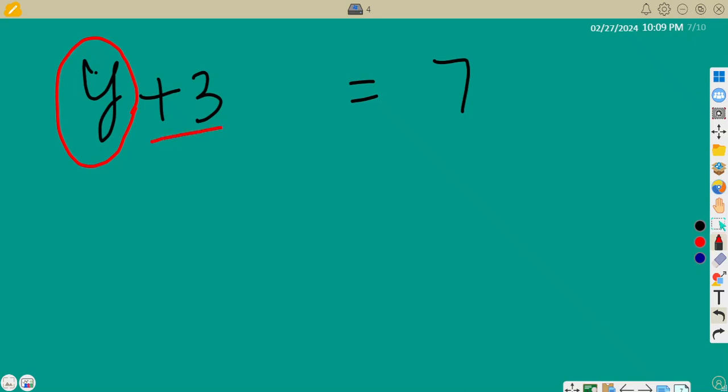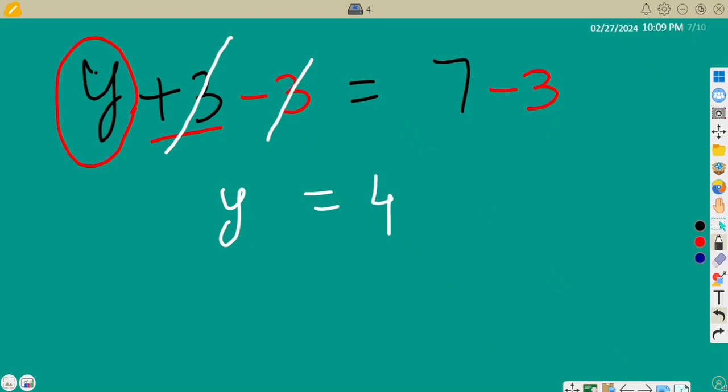This is plus 3 here, so you will put a minus 3 on left hand side and also minus 3 on right hand side, because an equation is like a balance. Whatever you do to the left hand side you have to do on the right hand side, right? And this will cancel out plus 3 and minus 3, so you will be left with y on left hand side equal to 7 minus 3, 4. This is one way.